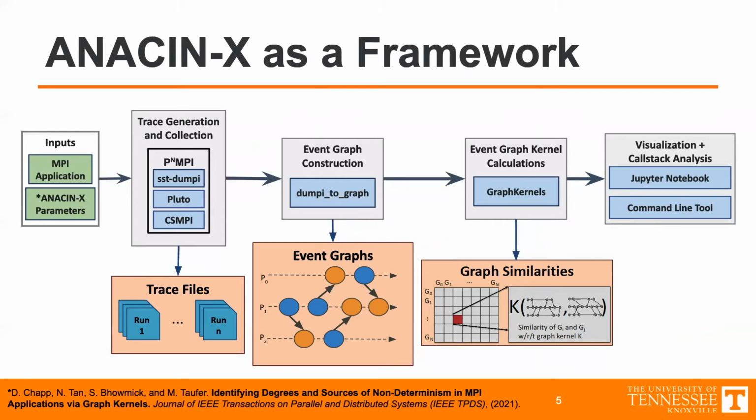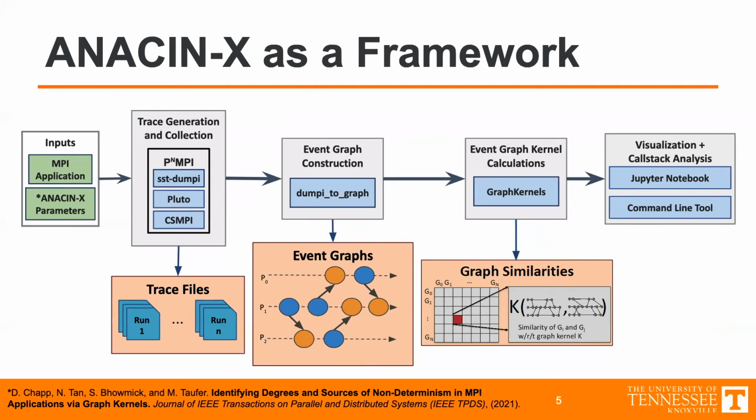In the second stage of Anacin-X, we use Dumpi to graph to take all the trace files and build a graph structured model of the data hidden in those files. We call this graph an event graph. The graph model allows us to perform mathematical operations and apply mathematical tools to the data. Specifically, in Anacin-X, we apply kernel calculations to the event graphs.